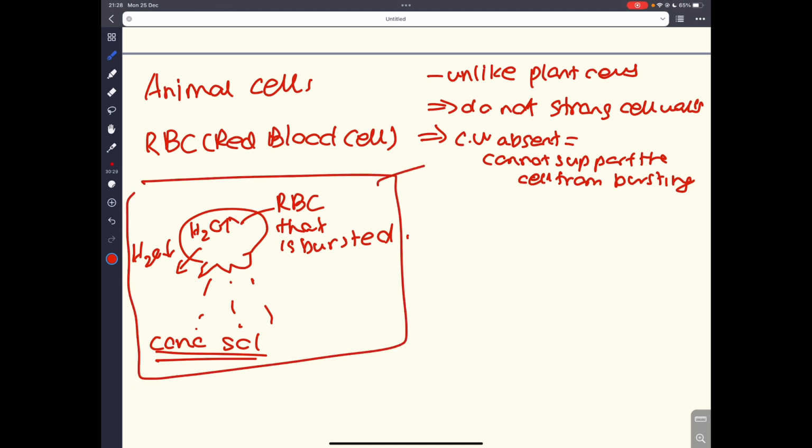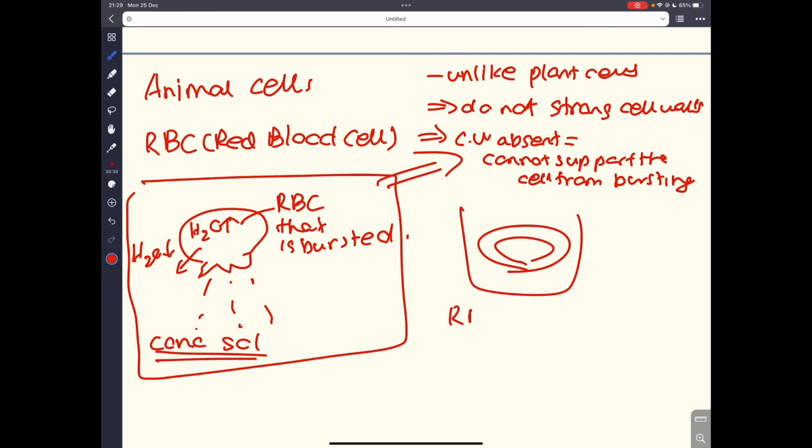Now, the reason for this is because the cell wall is absent. Now, if we put the red blood cell inside a solution in which the water potential is the same, in other words, the red blood cell's water potential is equal to the water potential in the solution, then the red blood cell will not burst. It will not become turgid at all. It will just stay the same.